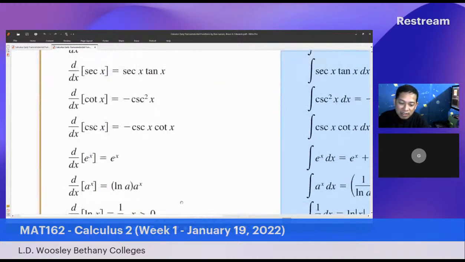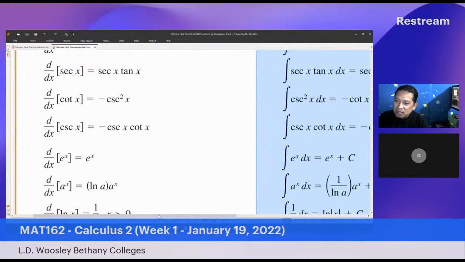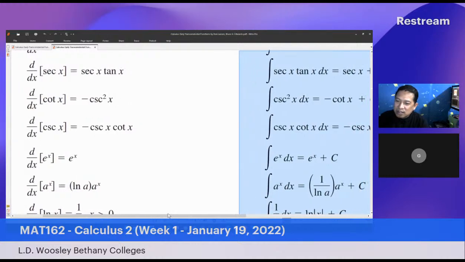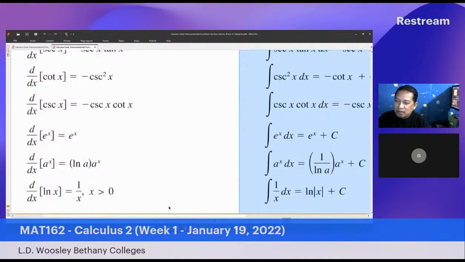And then this is a more general power formula. A raised to x. A is any constant. So the answer is ln of A times A raised to x. Then we get the integral of A raised to x. Now since ln of A is a constant, this would be 1 all over ln of A times A raised to x plus c. Alright?